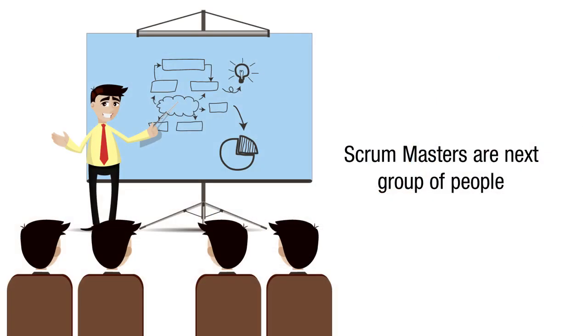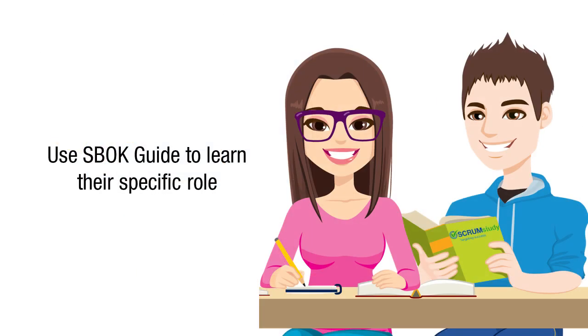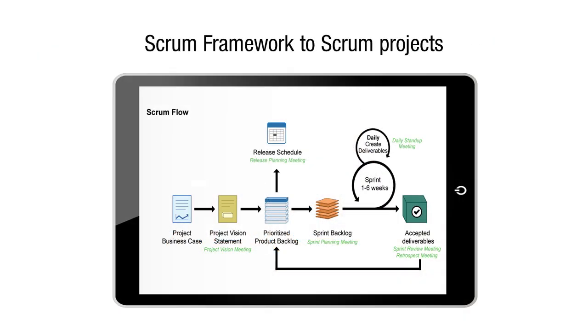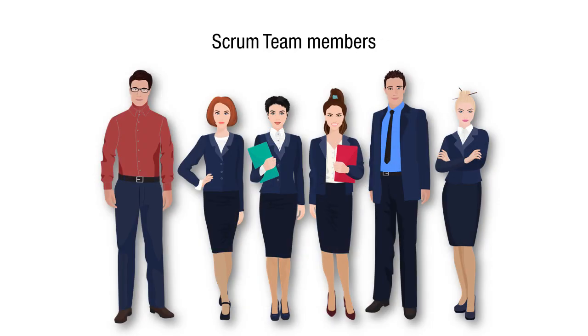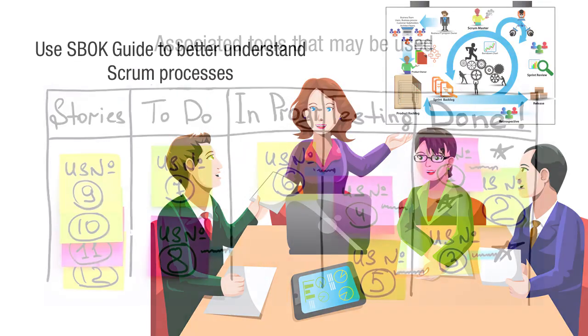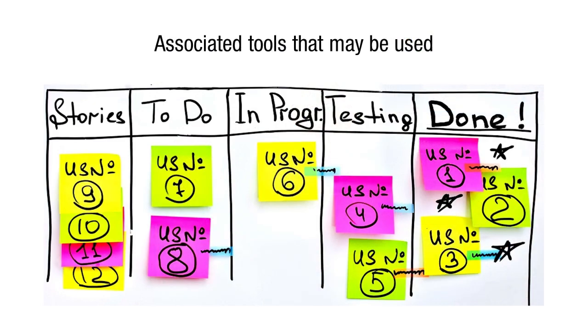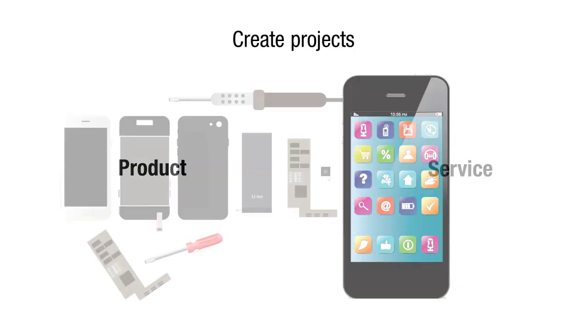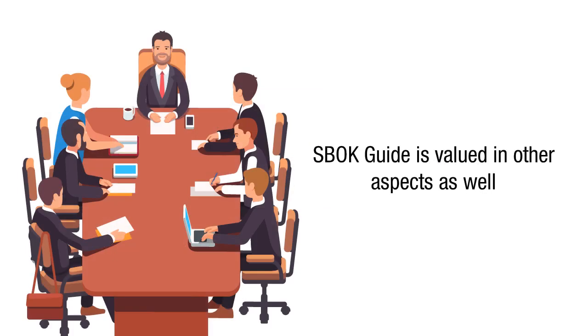Scrum Masters are the next group of people who use SBOK Guide to learn their specific role in overseeing the application of Scrum framework to Scrum projects. And lastly, the Scrum team members, who use the SBOK Guide to better understand Scrum processes and the associated tools that may be used to create the project's product or service. The SBOK Guide is valued in other aspects as well.